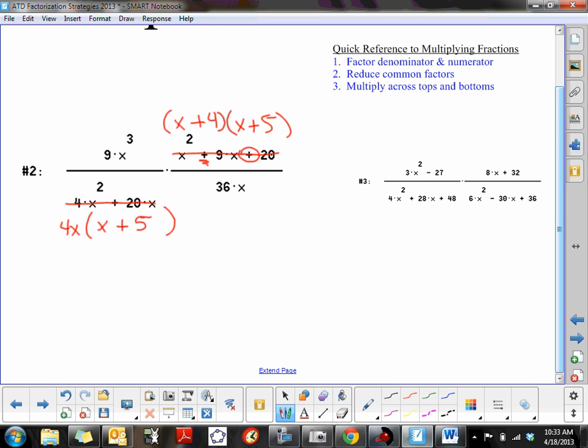Then you look at the denominator down here. It's 36x. This again is a monomial. Monomials won't factor. So our factorization is done. Now we're going to see if we can find any common factors that can be reduced. It has to come from top and bottom. So is there a top and bottom factor that's identical? So the x plus 5 can be reduced.